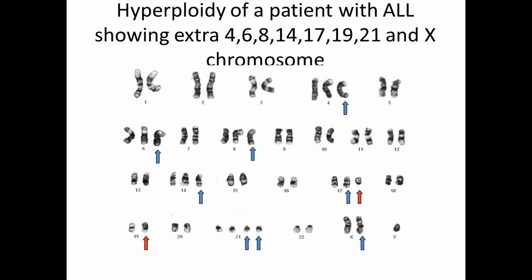This is a karyotype example for hyperploidy of a patient with acute lymphoblastic leukemia, showing extra 4, 6, 8, 14, 17, 19, 21, and X chromosome. As it appears here, chromosome 4: there should be 2 chromosomes here, but there is an additional chromosome 4, and chromosome 6, chromosome 8, 14, 17, and here 19, and here 21, and X chromosome also there is an additional one, should be there 1 chromosome. Here there is an additional chromosome.